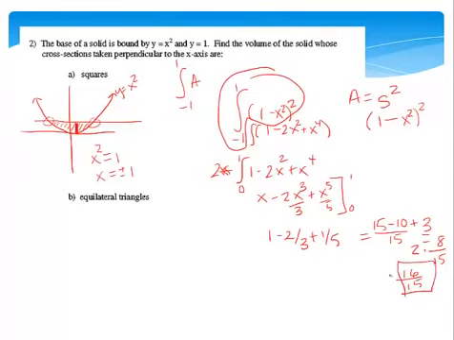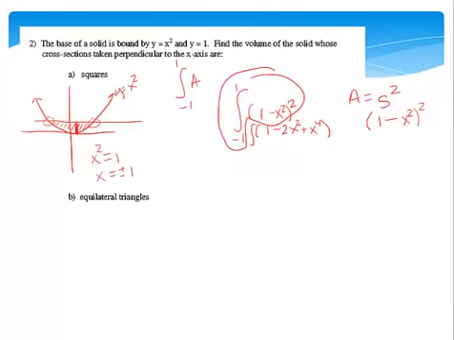Same answer. So what if the shape coming out of this base, we still have the same base here, is not a square but instead an equilateral triangle? The only thing I'm going to change here is that I'm going to go from 0 to 1. I'm going to double it because I just don't feel like doing both sides. I'm just going to do one side and double it.